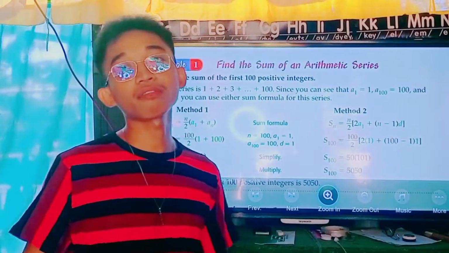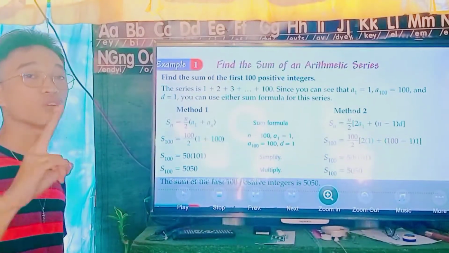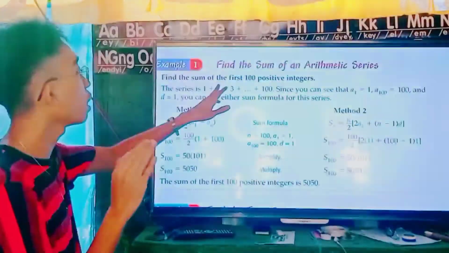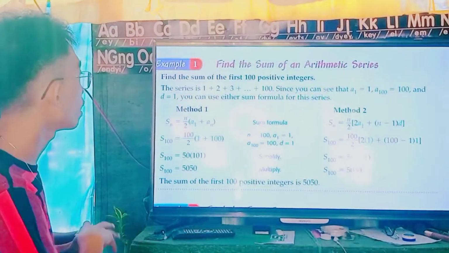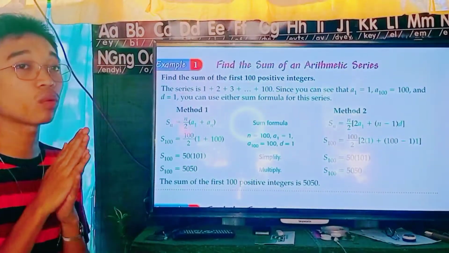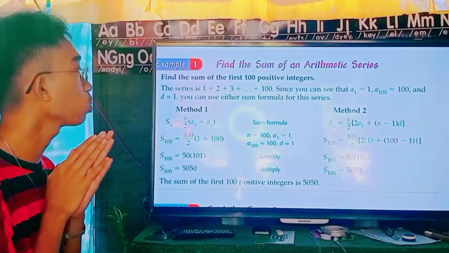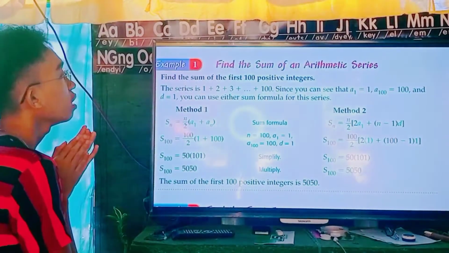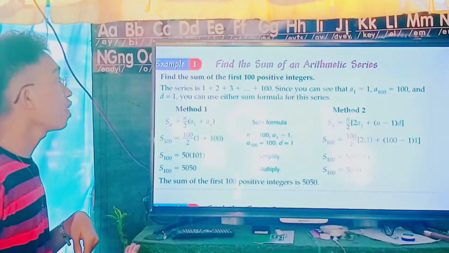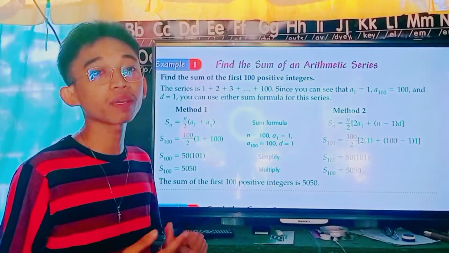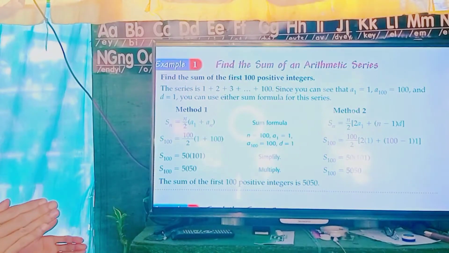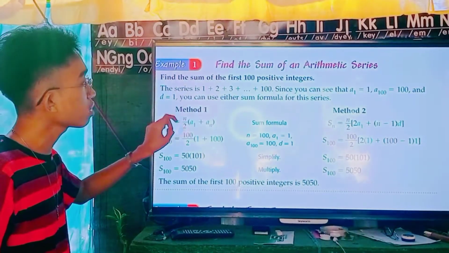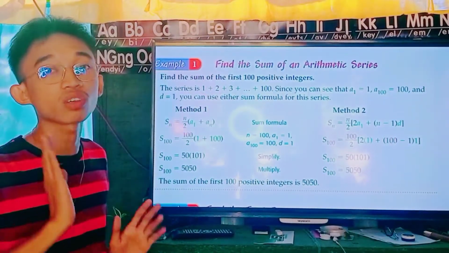Here is an example of an arithmetic series using the 2 methods. The series is 1 plus 2 plus 3 and so on, up to 100. You can see that a sub 1 is equal to 1, a sub 100 is equal to 100, and d is equal to 1, so you can use either sum formula for this series. Our first term here is a sub 1 and our last term is a sub 100, because our series goes up to 100. And our d is equal to 1 because 2 minus 1 is 1, 3 minus 2 is equal to 1, and so on and so forth.